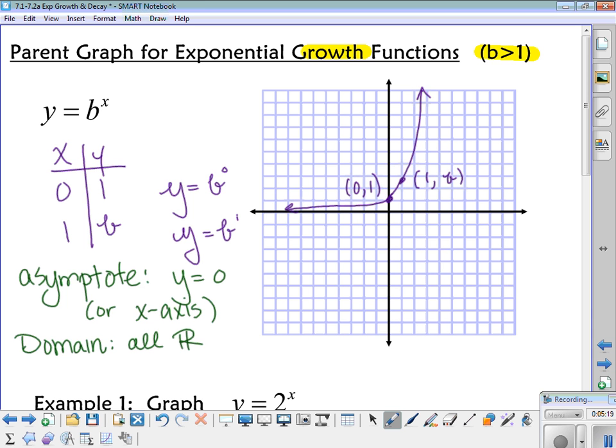However, there is a limitation on the output, because if you look at your y values, is it ever going to reach 0? No, it's just getting closer and closer and closer. So y is always going to be greater than 0 for the parent graph. Any questions?